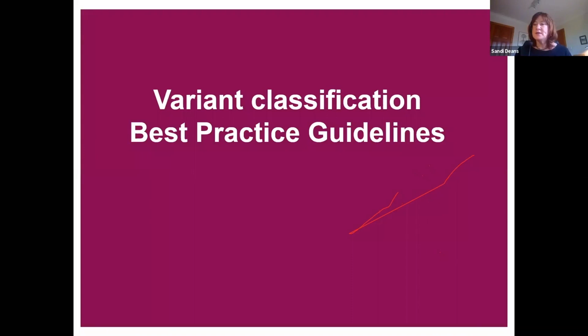So I'm now going to pass over to Emma Howard, who is going to give us an introduction around the different guidelines and the use of the guidelines for variant classification.